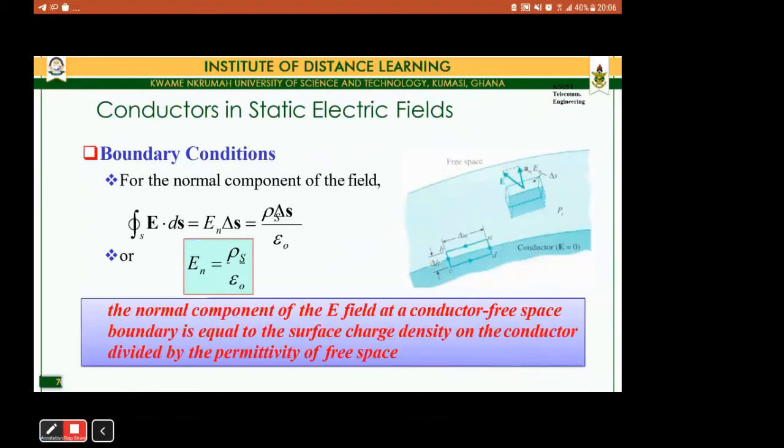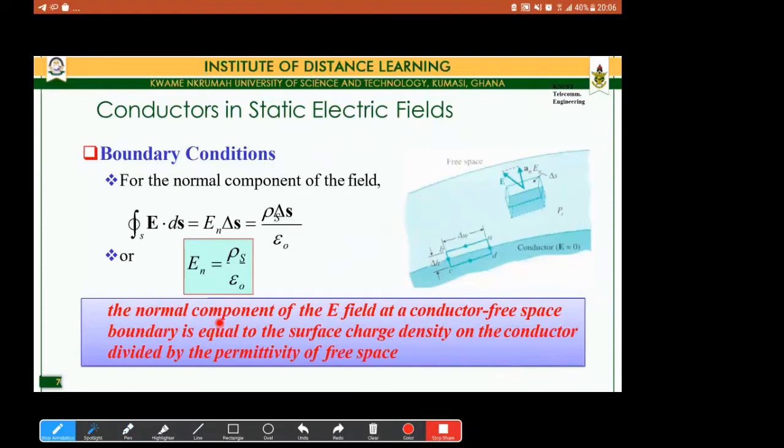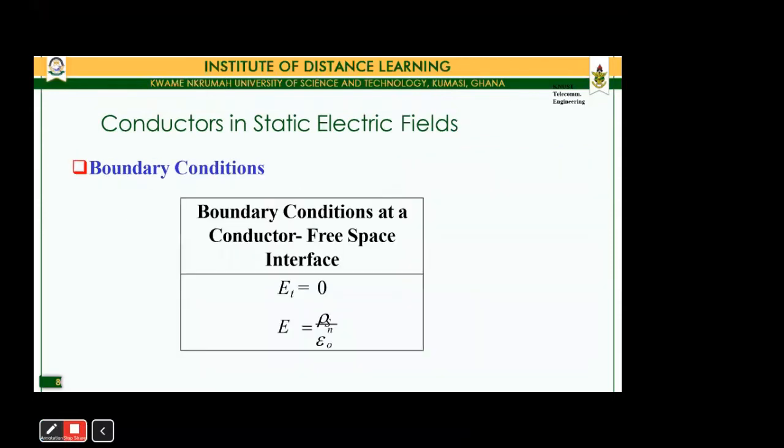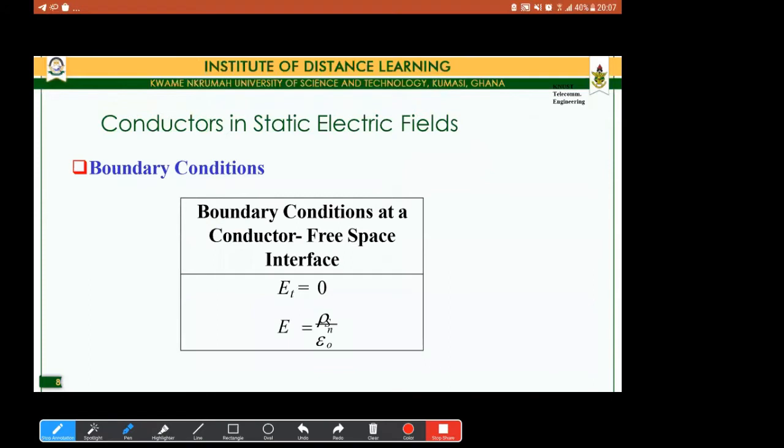So we say that the normal component of the E field at a conductor free space boundary is equal to the surface charge density on the conductor divided by the permittivity of free space. Well, the surface charge density is this, and this is the permittivity of free space. So in summary, again, the boundary conditions at the conductor free space interface is that the tangential component E_T equals zero, and the normal component E_n equals rho S over epsilon naught. And I think this is fairly easy to remember.